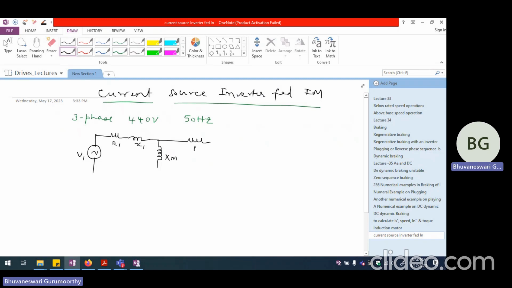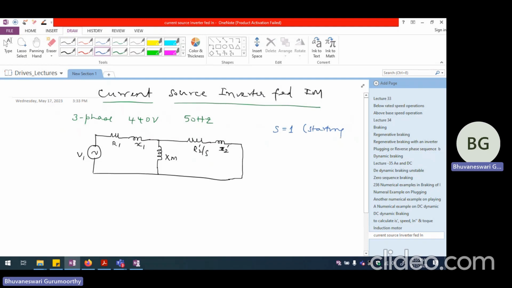And this is R2 dash divided by S, which is the rotor resistance reflected on the stator side, and it is divided by S to indicate how much is the mechanical power developed along with the rotor copper losses. Then we have X2 dash, which is the leakage reactance of the rotor circuit with respect to the stator side frequency. So this is the equivalent circuit of the induction motor. When we are talking about starting of the induction motor, we have S equal to 1 during starting.